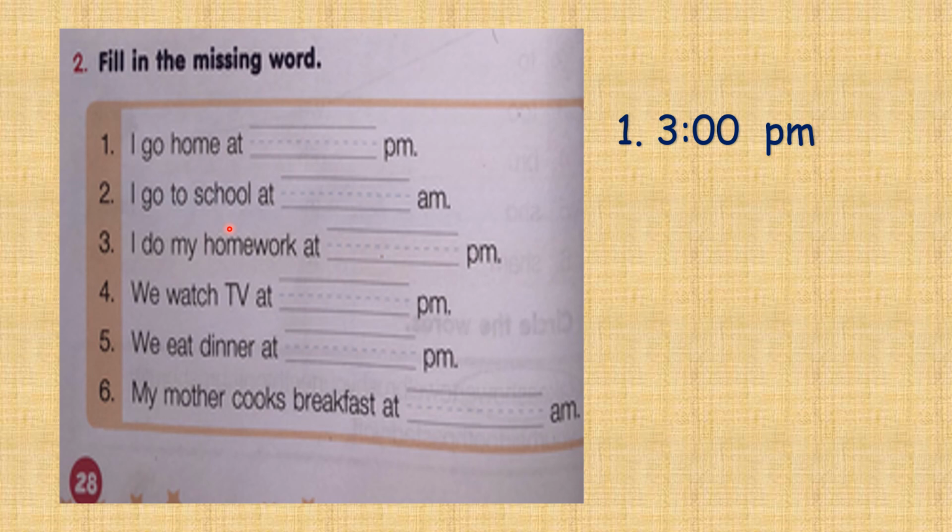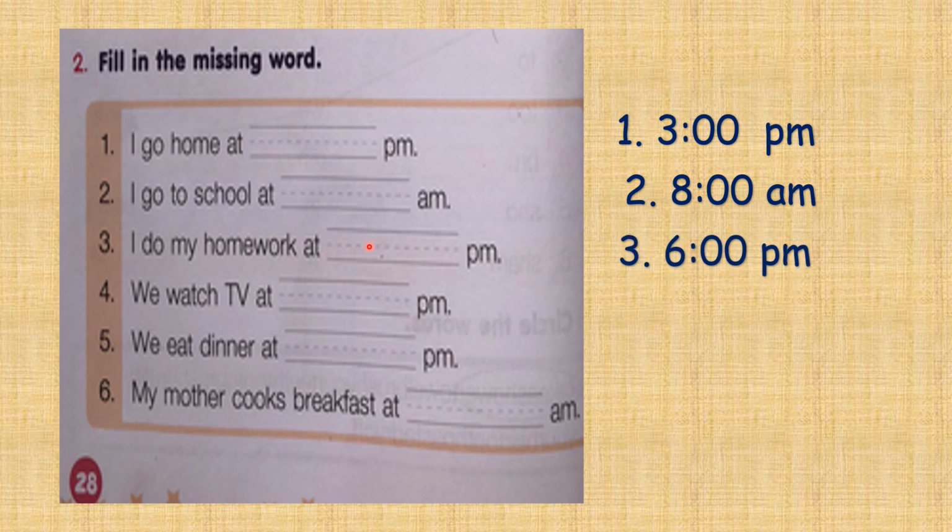What time do you go to school? Okay, there are some of you who said, I go to school at 8 a.m. Okay, number 3, I do my homework at. What time do you do your homework? There are some of you who said 6 p.m. Okay, 6 p.m. Number 4, we watch TV at. What time do you watch TV? So 8 p.m. We watch TV at 8 p.m.